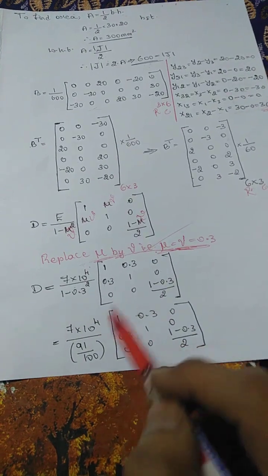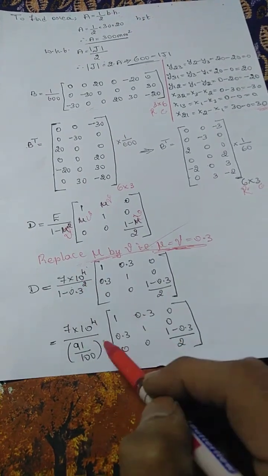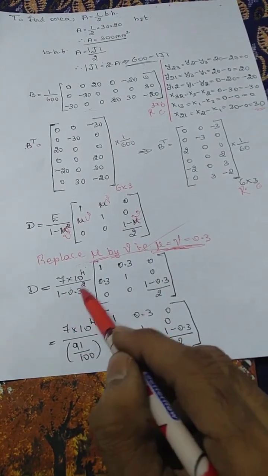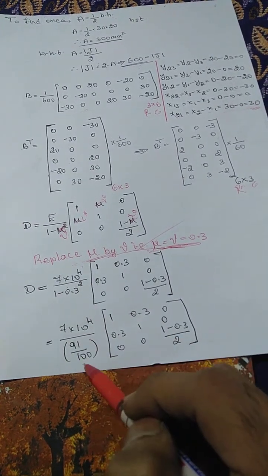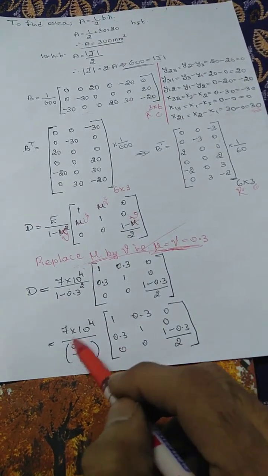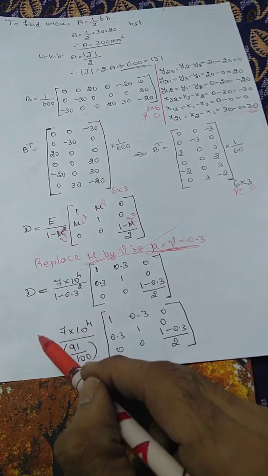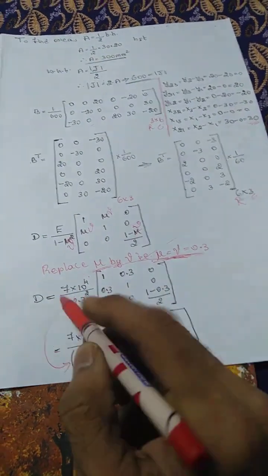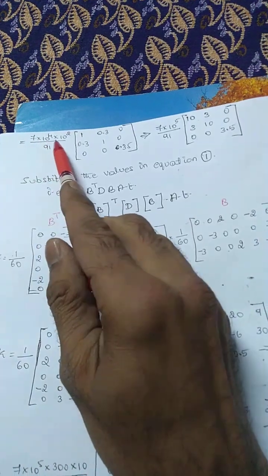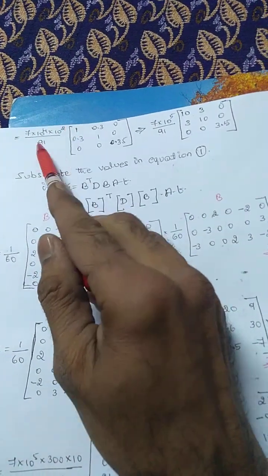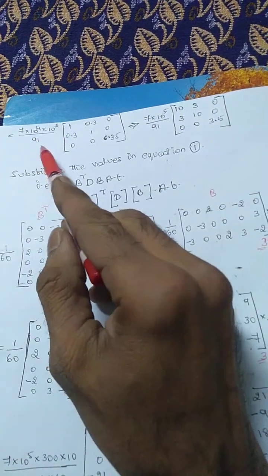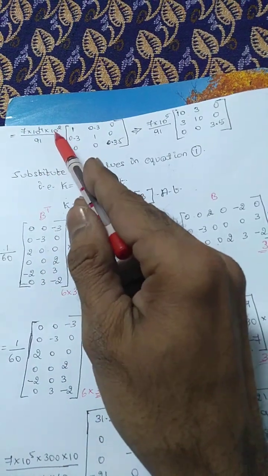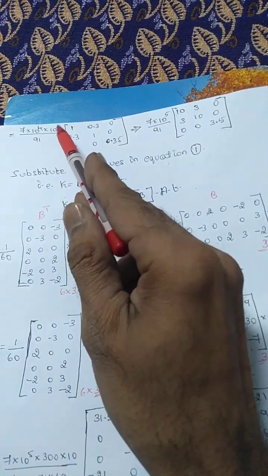So next after this, 1 minus 0.3 square will be 91 by 100. Okay, so I have written this after I have solved this and this one. So next, see, 7 into 10 to the power 4 into 10 to the power 2 by 91, because this 100 goes up, that is 10 into 10, that is 10 to the power 2.